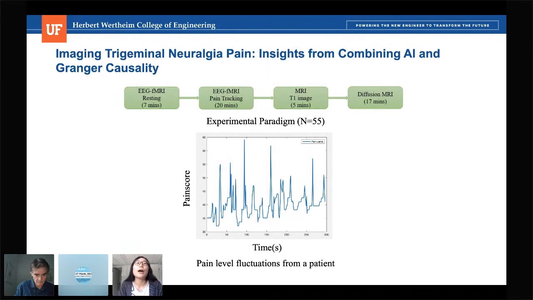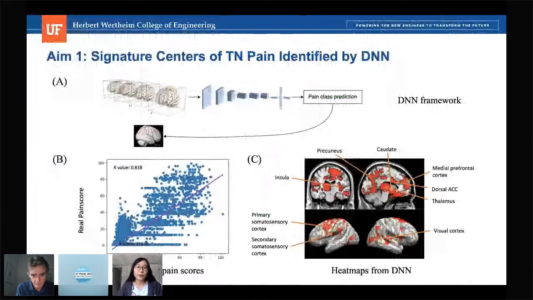So after that, we come to our aim 1. Besides common machine learning algorithms, we would like to use deep learning to help us identify some of the signature centers of TN pain. Figure A is a simple version of our framework. We input fMRI images, which are fed into a ResNeXt with non-local block structure, and we modify the final fully connected layer. So we can not only do pain level classification, we can also do pain score prediction, which gives us 2 tracks: one for score regression, and another for classification.